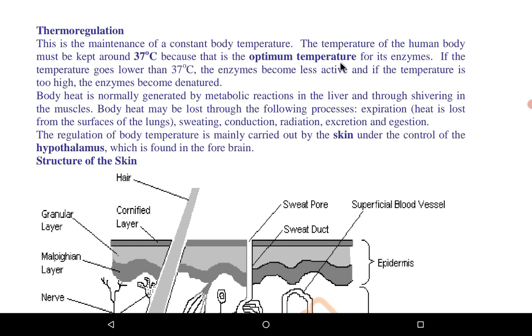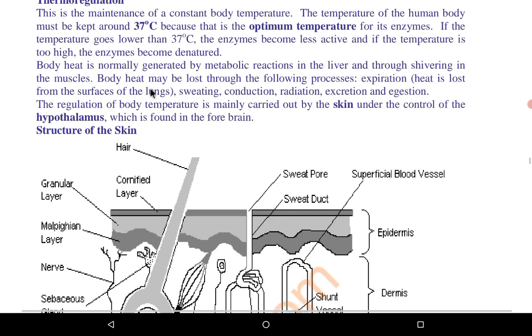The temperature of the human body must be kept around 37 degrees Celsius because that is what we call the optimum temperature for its enzymes. So we're saying that most of the enzymes in our body, for them to work well, the temperature of the body needs to be around 37 degrees Celsius. If the temperature goes lower than 37 degrees Celsius, the enzymes become less active. If the temperature is too high, the enzymes become denatured and the body won't function well.